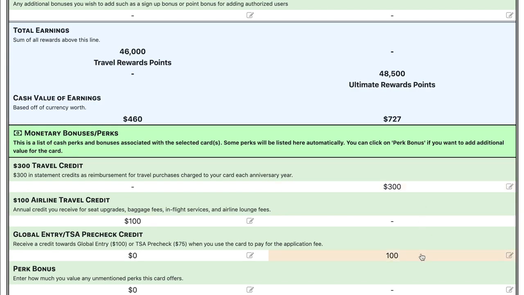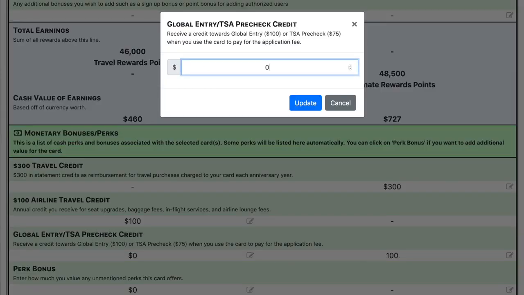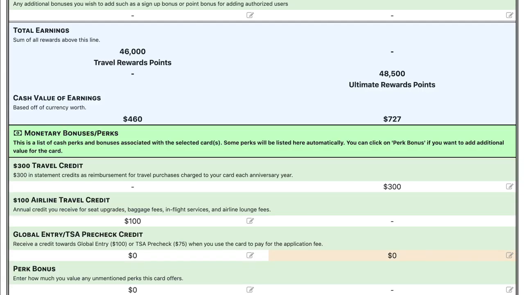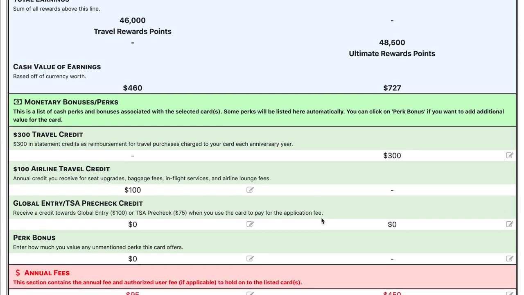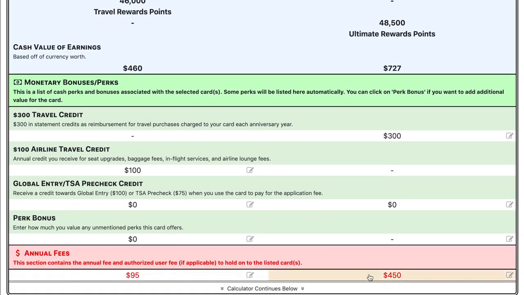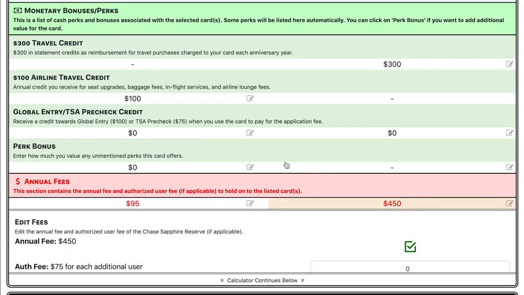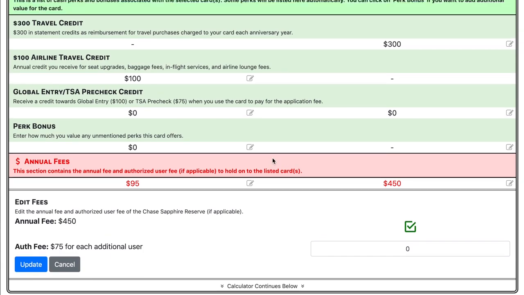Next up is the Global Entry TSA PreCheck credit. Like I said, the travel reward cards, especially the luxury ones, mostly always feature this credit. Let's go ahead and put this to 0 to make this an even playing field with the second year value. So annual fee, $450. This is not waived. So yeah, you will get hit with that fee, so be ready to pay that if you apply for this card. Authorized user fee, $75 per user.